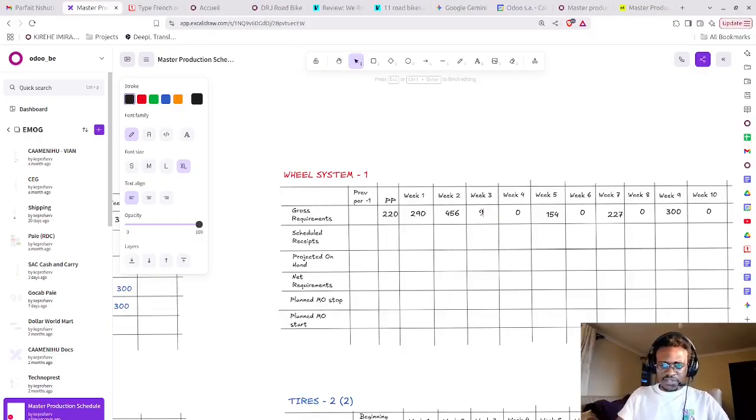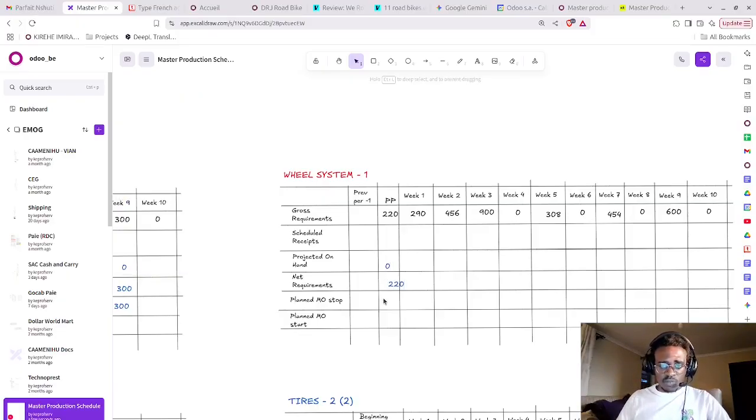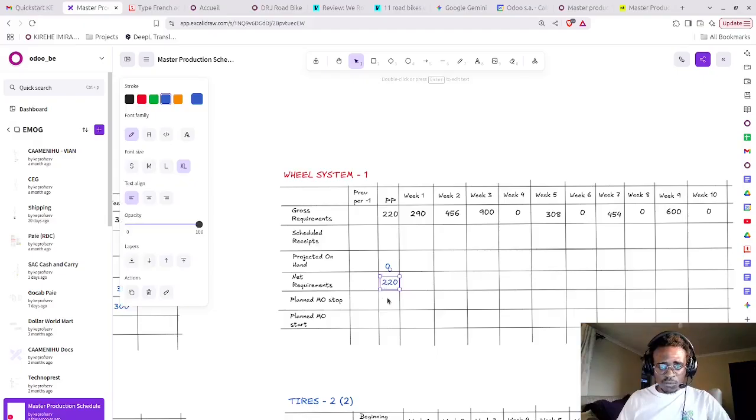This is 900. This is 0. This is 2. This is 308. This is 0. This is 457. 454, sorry. 0, and then this is 600. So of course, our projected on hand is 0. So my net requirement will be 220. So I need to be having 220 MOs ending in that week. And so they need to be starting 1 week before.